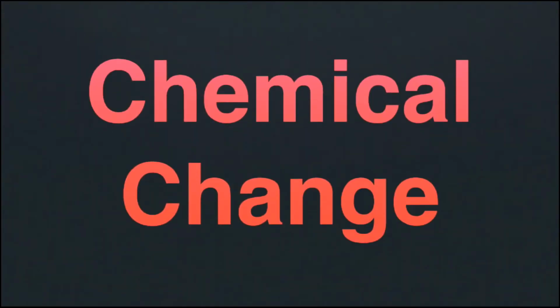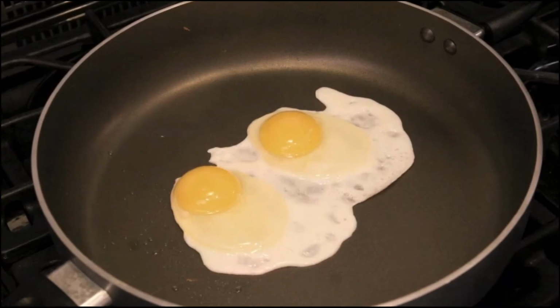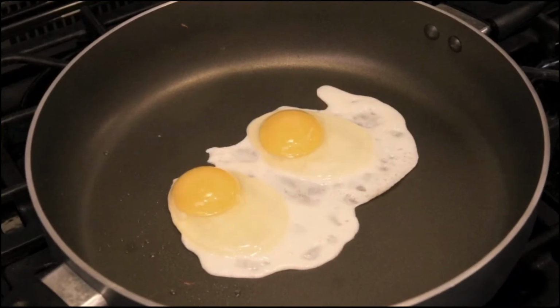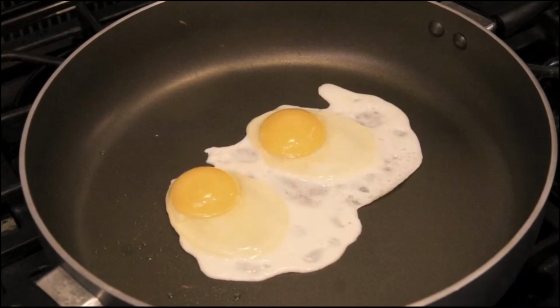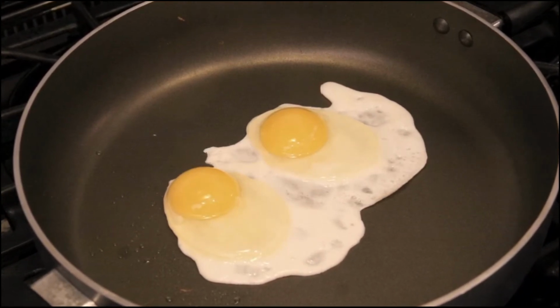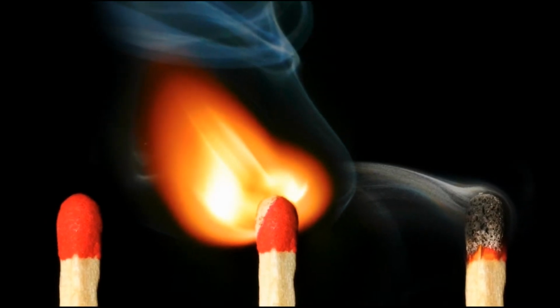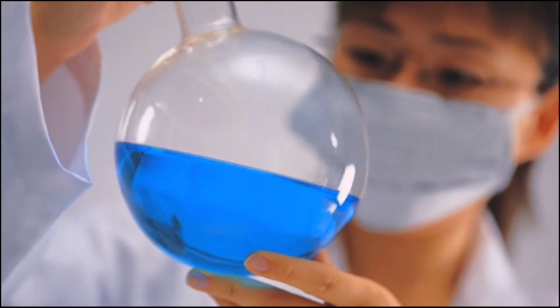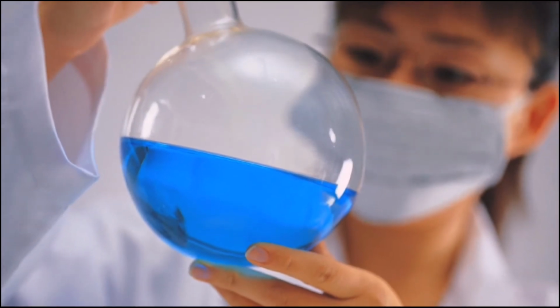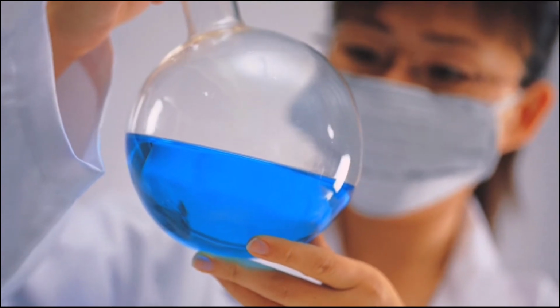Another type of change that a substance can undergo is called a chemical change. A chemical change is when the atoms of a substance become rearranged to create one or more new substances. Some examples of a chemical change would be cooking an egg or burning a matchstick. So how do you know if a physical change or a chemical change has taken place? The only way to be for sure is to see if a new substance has been produced or not.